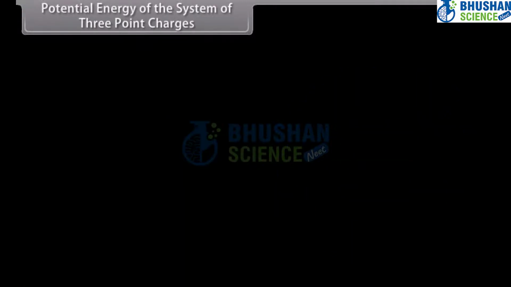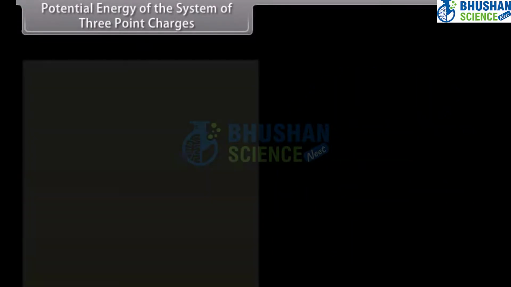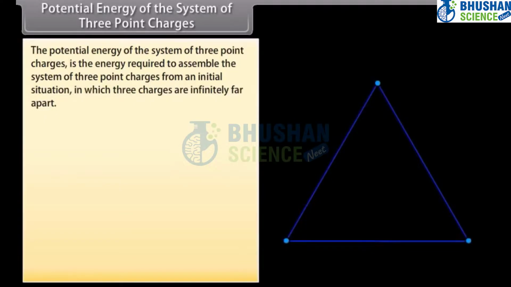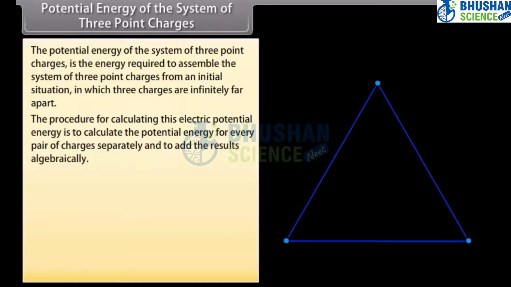Potential energy of the system of 3 point charges. The potential energy of the system of 3 point charges is the energy required to assemble the system of 3 point charges from an initial situation in which the 3 charges are infinitely far apart. The procedure for calculating this electric potential energy is to calculate the potential energy for every pair of charges separately and to add the results algebraically.